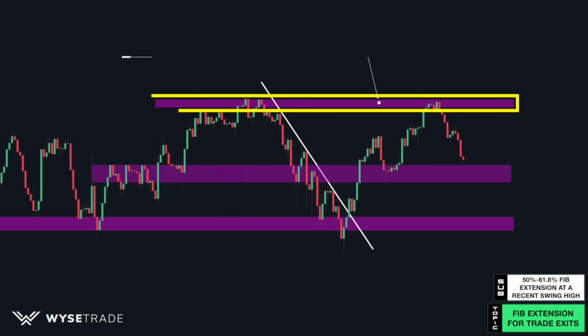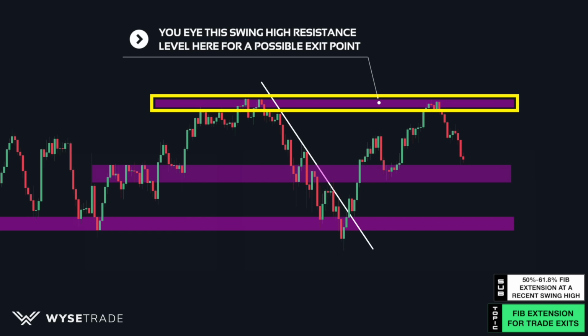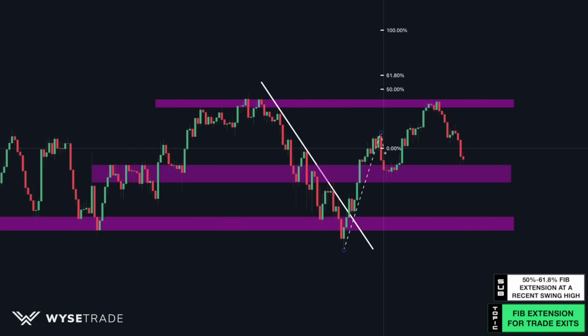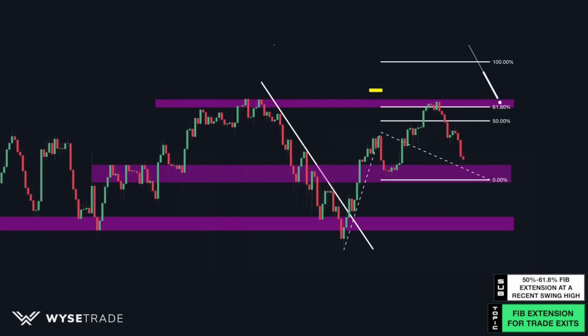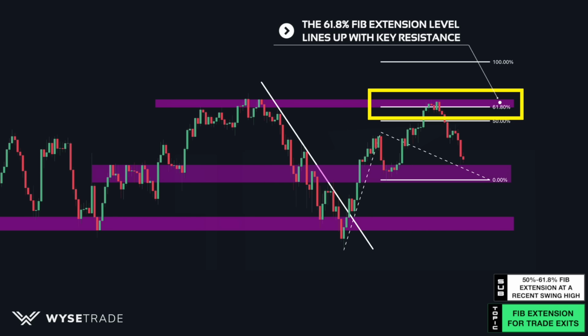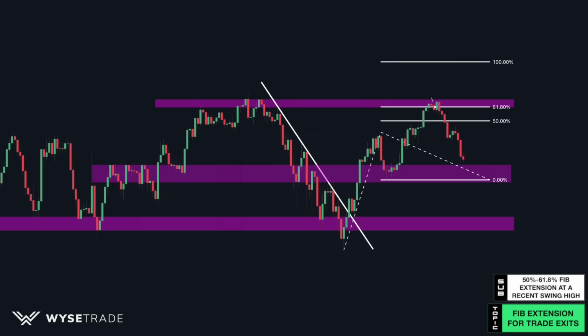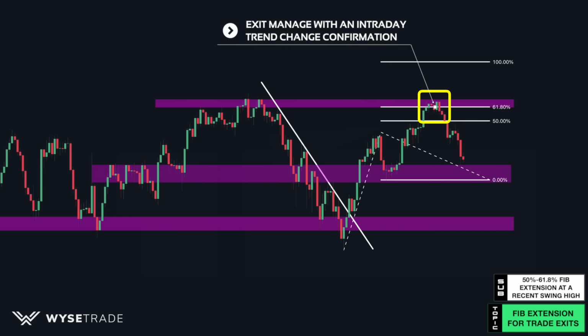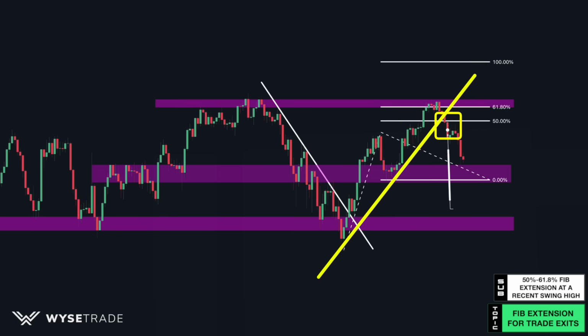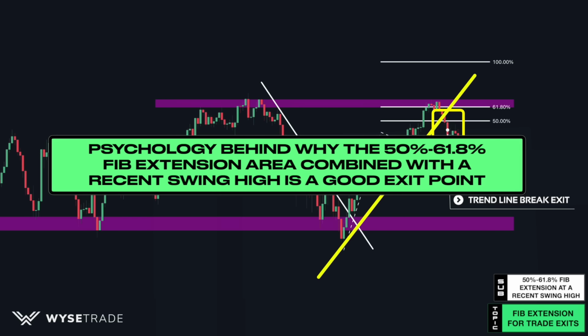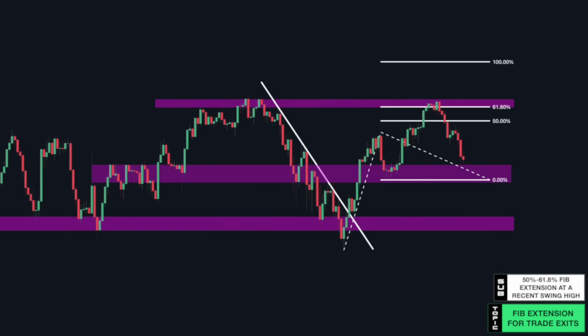You eye this key resistance level here for an exit point, as it is a swing high. When you apply your Fib extension tool, the 61.8% Fib extension level also lines up perfectly. Once price reaches the area, either look for an intraday trend change for an exit, or wait for a break of the trend line here. So what is the psychology behind why these are great exit points?